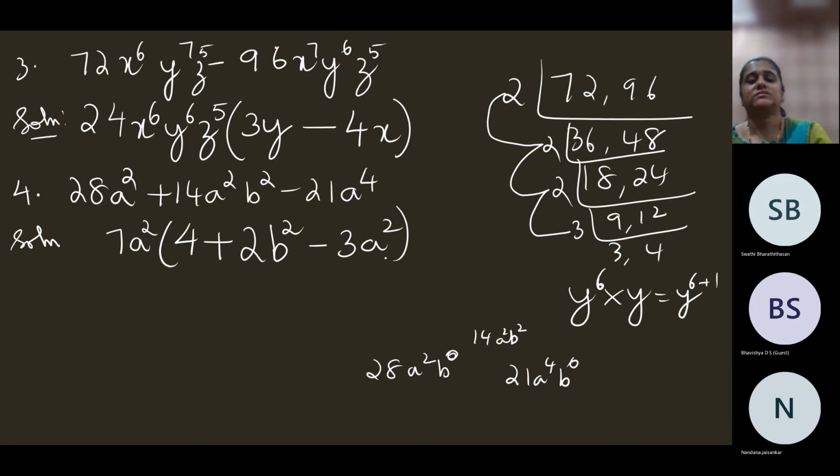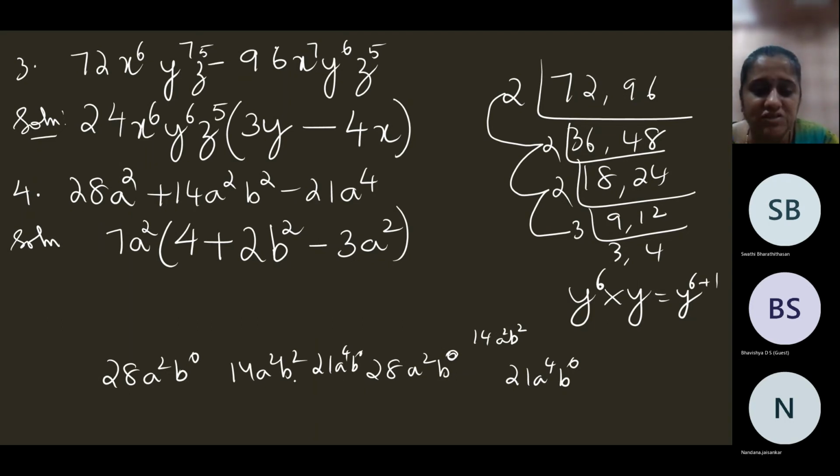Correct. So children, you see 28a square b to the power 0, 14a square b square and 21a to the power 4 b to the power 0. So the least power of b is 0, b to the power 0. That means 1. So b to the power 0 is common, that means 1, so you cannot take it at all. The b term will not come in the HCF.